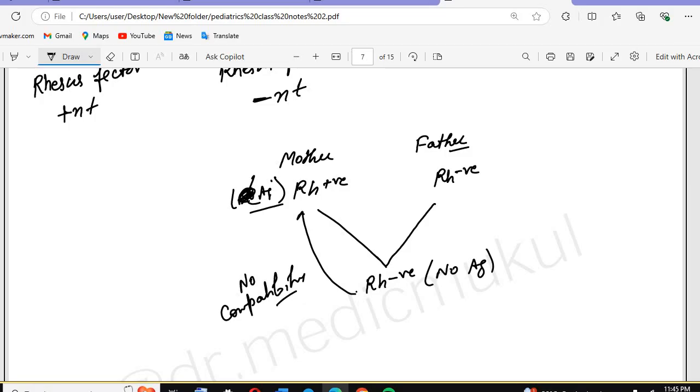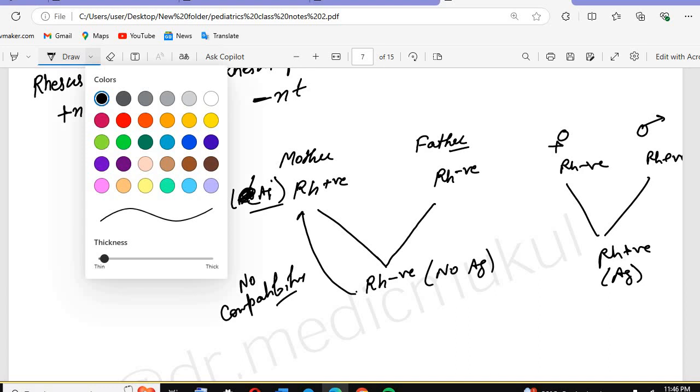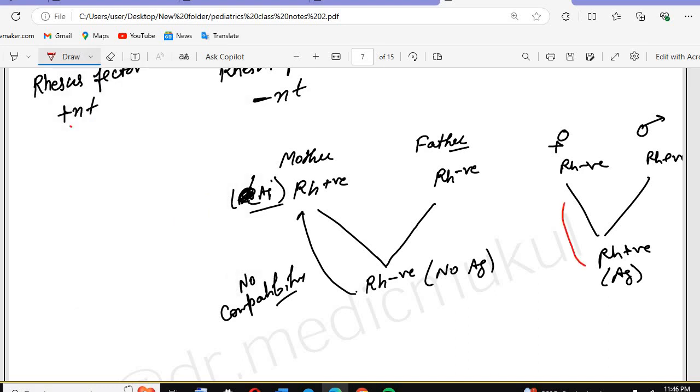But if it is the reverse condition, if the mother is RH negative and the father is RH positive, and the child is also RH positive, the child being RH positive means the antigen is there. Now the blood will go from the fetus to the mother's side. When the blood goes from the fetus to the mother, it carries the RH antigen. So what will happen? The mother will form the antibody.